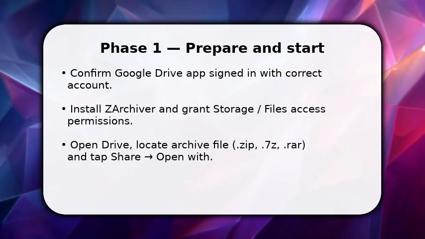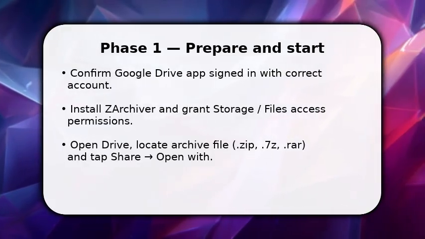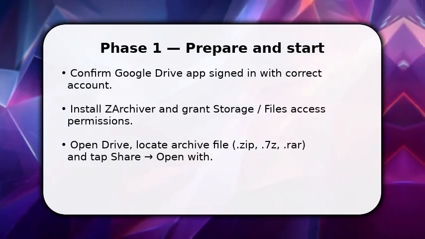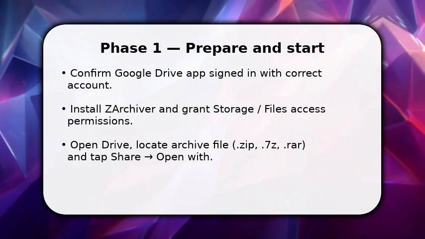You start by confirming the Drive account and making sure Zarchiver is installed. That avoids permission surprises. Once done, open Google Drive and find the archive file you want to extract.